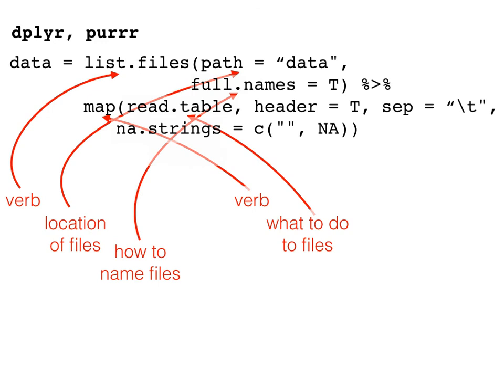Most of the rest of the code in this call should be familiar to you, except this na.strings call. Basically, I'm telling R that whenever it gets a cell that is empty, it should write NA in it. This will come in handy later when we want to filter out some of our data.